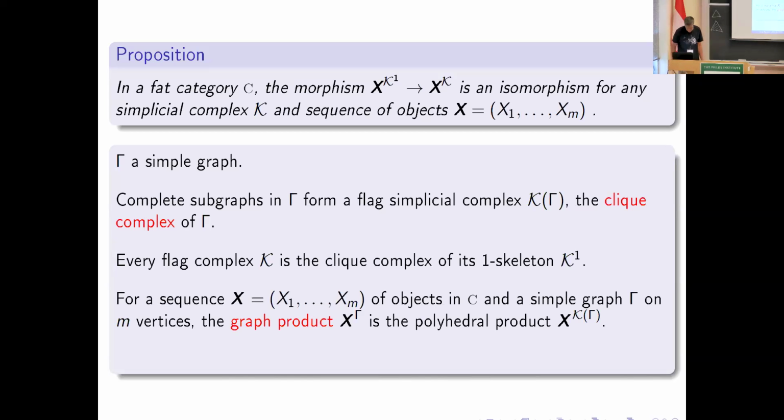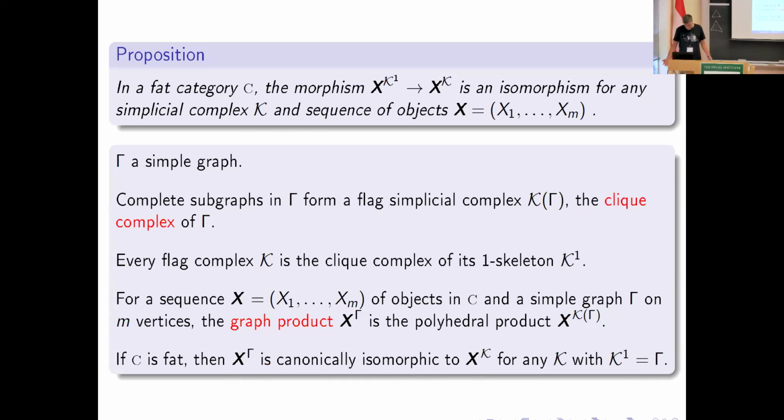And so you can define the graph product for a sequence of objects in your category. If you think in terms of polyhedral product, what you are doing is to define this x to the power gamma, a graph product: you take the polyhedral product of the clique complex. And if your category is fat, like in all those algebraic cases, then this graph product is canonically isomorphic to the polyhedral product for any simplicial complex whose one skeleton is your graph. This you can define in any category, the graph product is just the polyhedral product of the clique complex. But if your category is fat, it becomes much simpler.